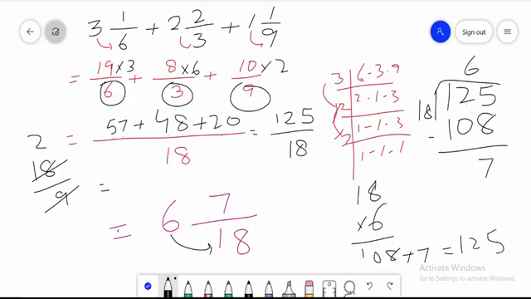And this is the procedure of solving each and every fraction. Whether in simple fraction or in mixed fraction, the procedure is the same. I hope you have got the idea. If you still have any problem, you can comment under the video.